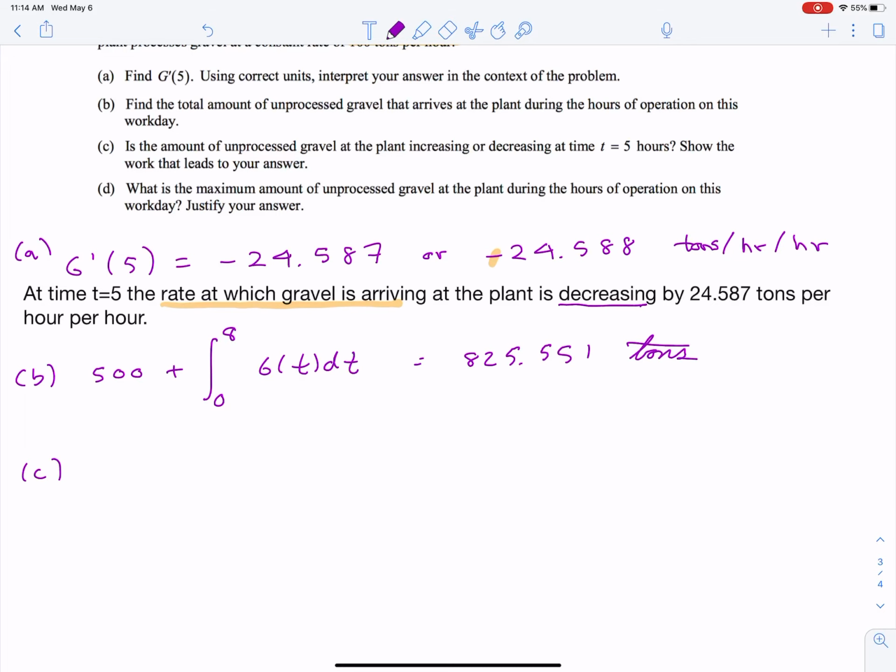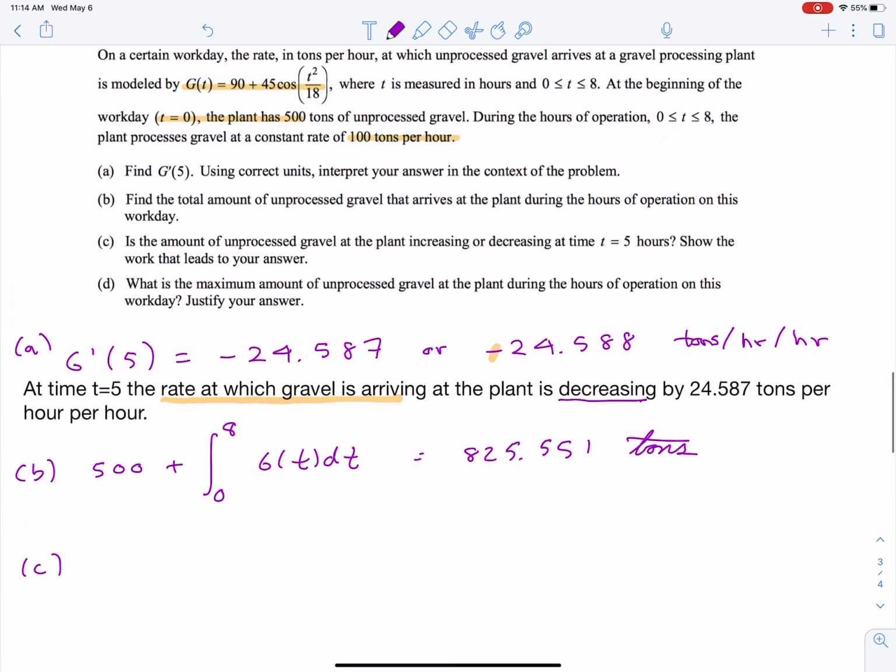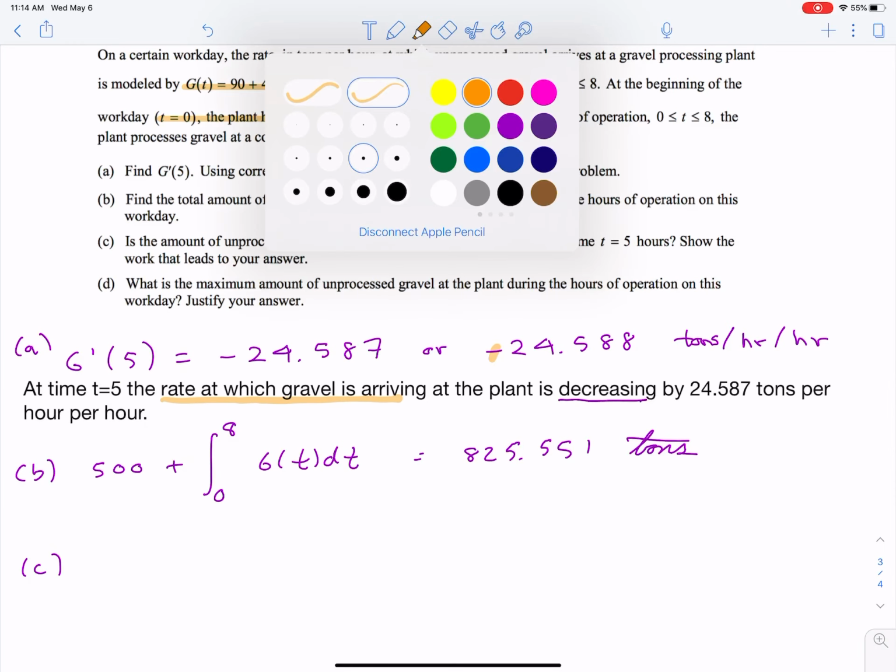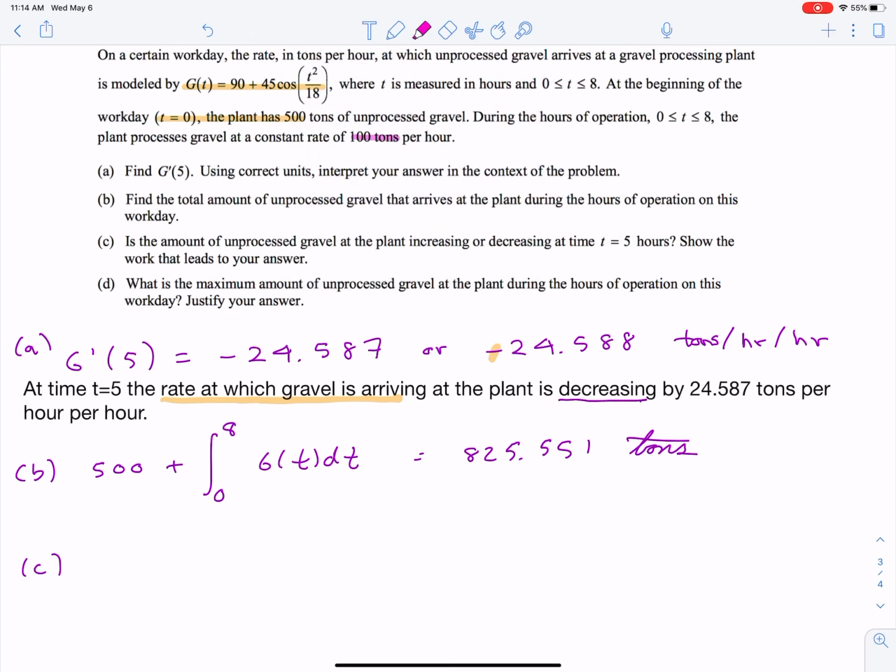Okay, so let's see here. Notice, and I'll highlight this in pink, this is the amount of gravel that's being processed per hour. If the amount of unprocessed gravel is increasing, then at time t equals 5, that number would be larger than 100, right?